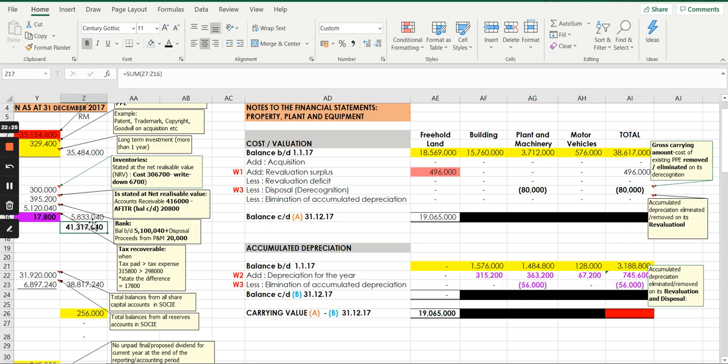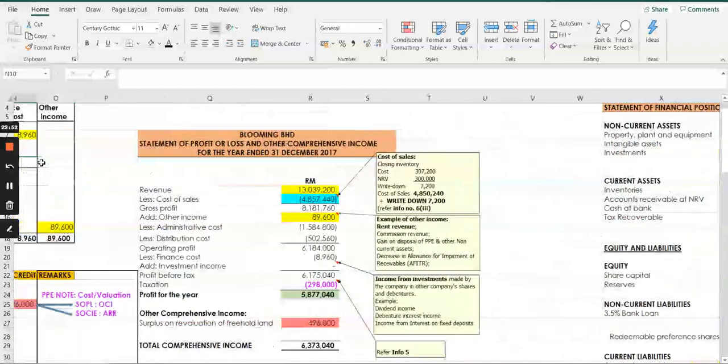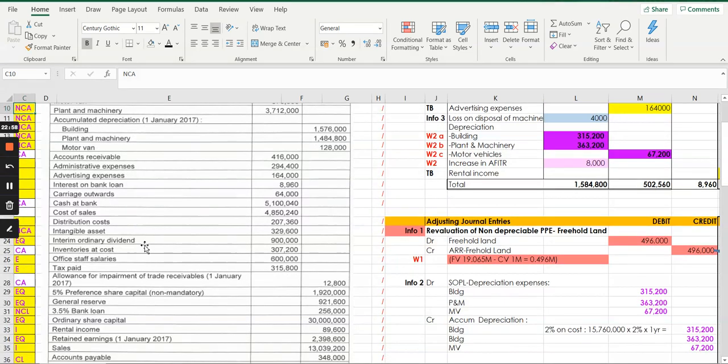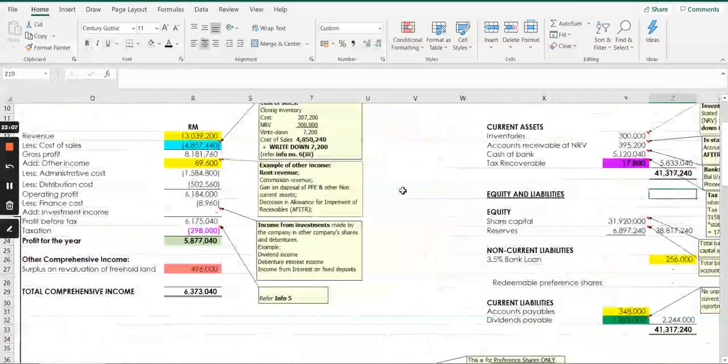The balancing figure should be 41,317,240. The figure here should be 35,484. Okay, I've done something wrong here. It should be 329,600. Make sure you don't make the same error. So where did I get that? Let's just give you an idea. That one is from the intangible asset. So you should have correctly copied the figure. Okay, where is it? This is the intangible asset, yeah, 329,600. You should copy them correctly. Okay, now we are okay with that.